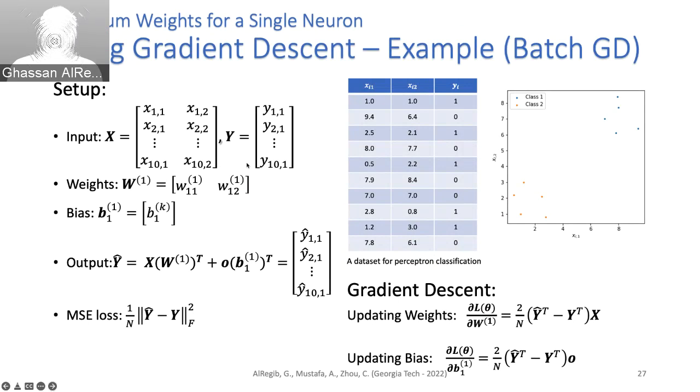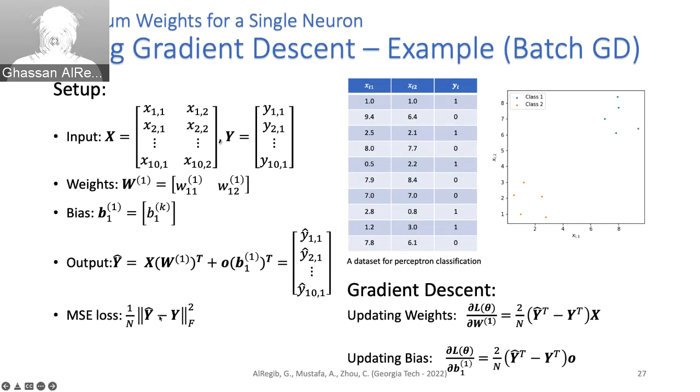Then how many weights do I need? I have 10 samples. Each sample has 2 features, right? And I have a label output for each one of these samples. So I need 2 weights. I need a bias, right? Now I can really calculate what will be the y hat in this case.